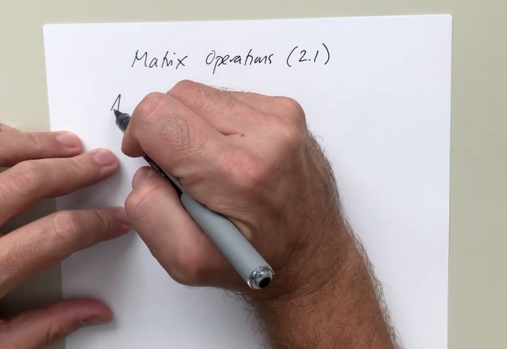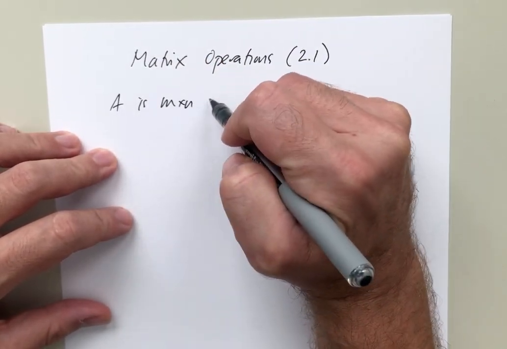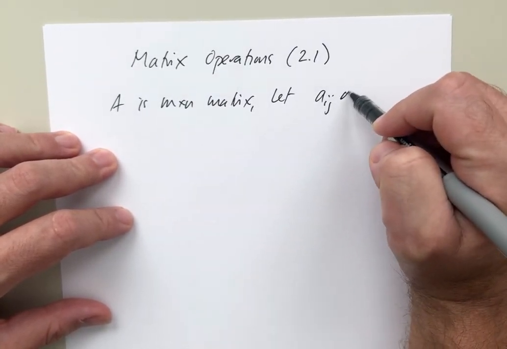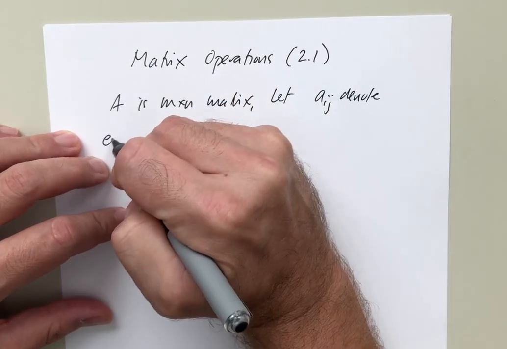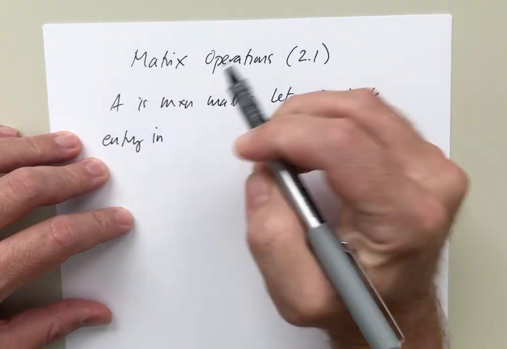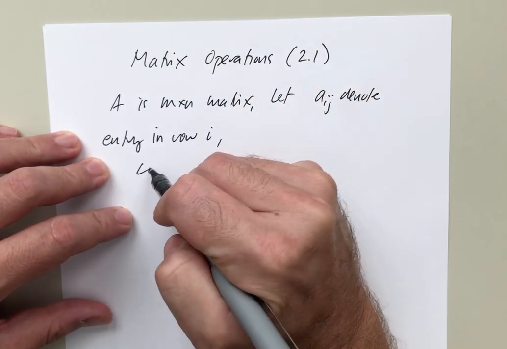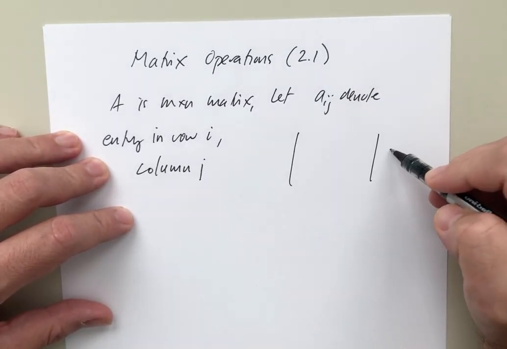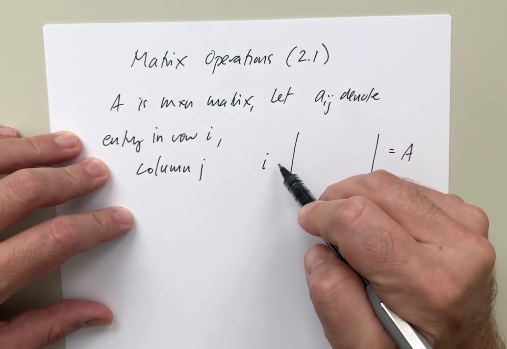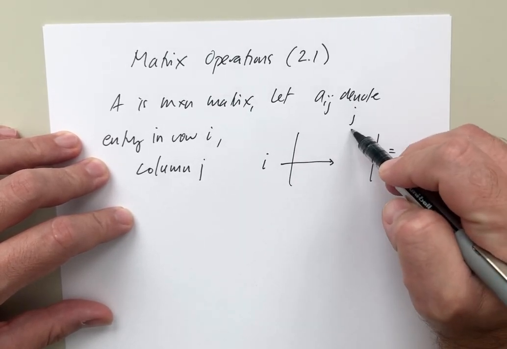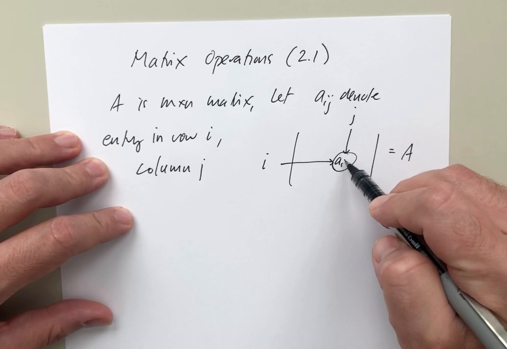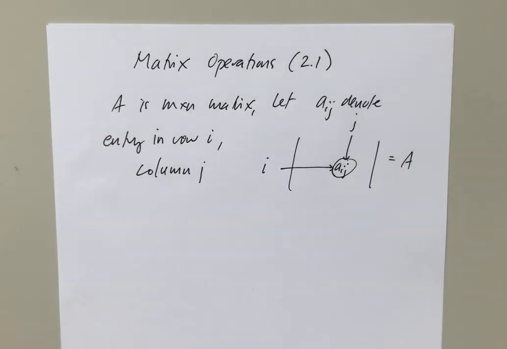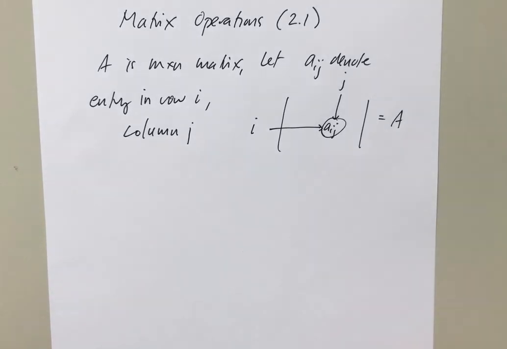So first some notation. Let's suppose that A is an m by n matrix. We're going to let Aij denote the entry in row i, column j. So, I have my matrix here. This is A. And in row i, I've got something, and in column j, and that's the entry Aij. That's what I mean when I say Aij. Okay, so we're going to use that throughout the lecture today.